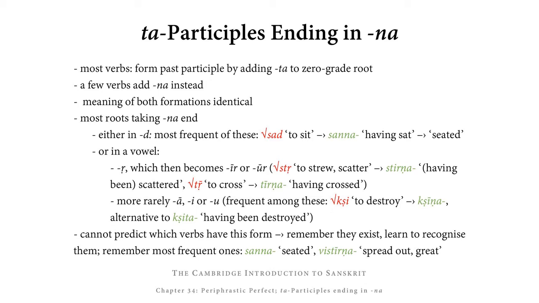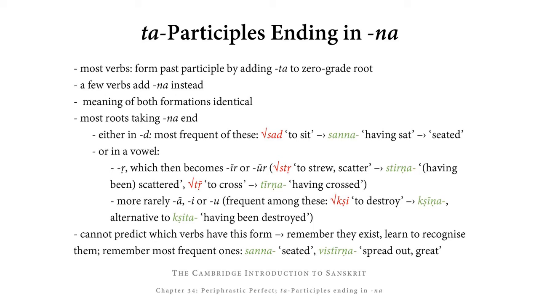More rarely, we also get roots that end in long a or short i or short u, i.e. other vowels. And perhaps the most frequent among those is from ksi, to destroy, the alternative past participle ksina, which exists alongside the more regular ksita, and both of them mean destroyed, having been destroyed.